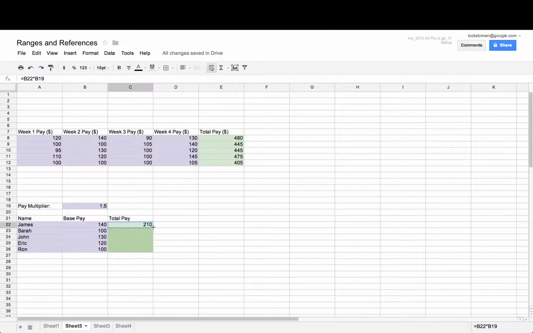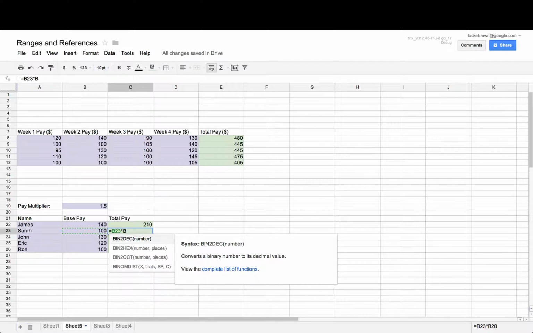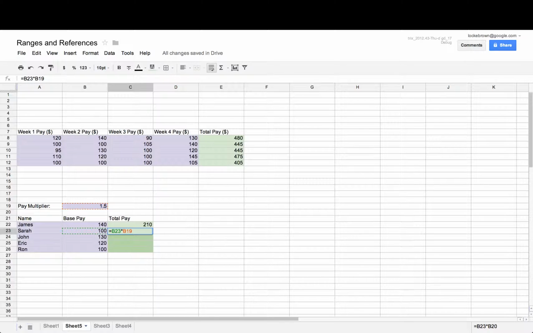And if we actually dragged this down one, we'd see that it would reference B23, but it would also reference B20, because the cell reference to the pay multiplier would also drop one row, because your formula dropped one row. So to keep this from happening, we would use what you call a static cell reference. So we want to reference B19, and to make it static, you use the money symbol. The money symbol before the letter of the column keeps the column static from changing when you move your formula, and a money symbol before the row number keeps that from changing.